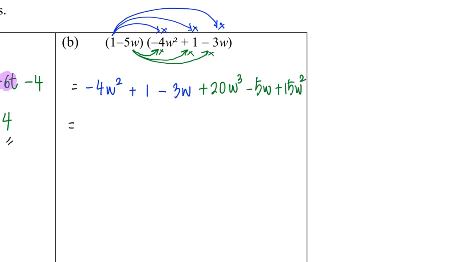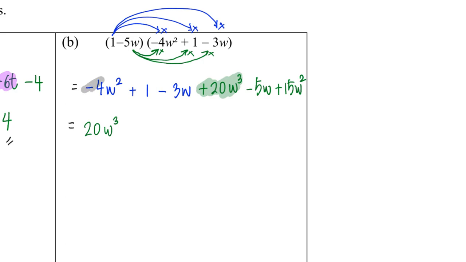And let's continue to simplify any like terms that you see. Usually, I like to start with the terms that has the highest degree of power. So in this case, it's 20w cubed. Positive. No others.